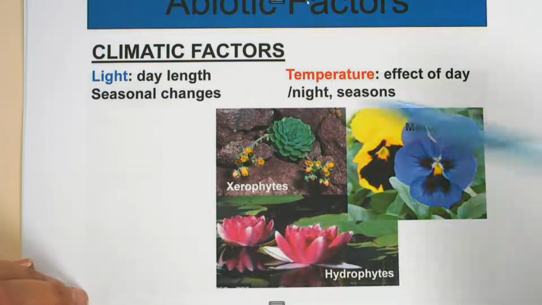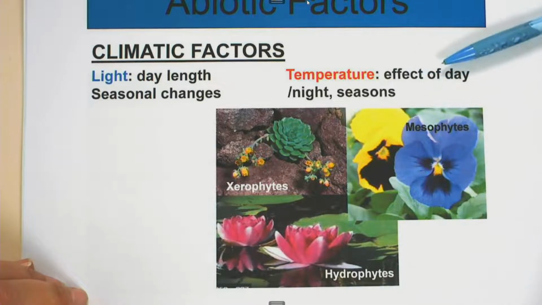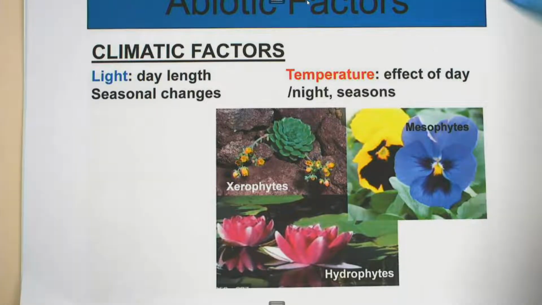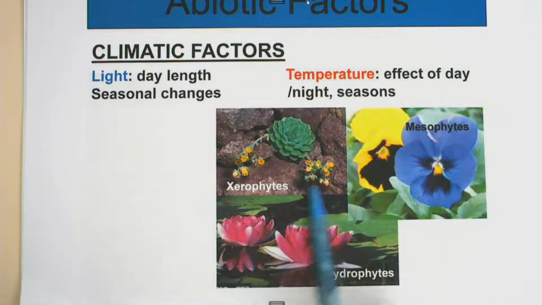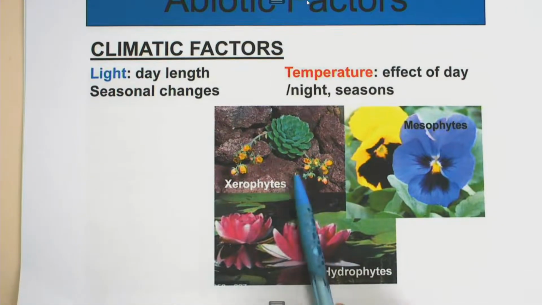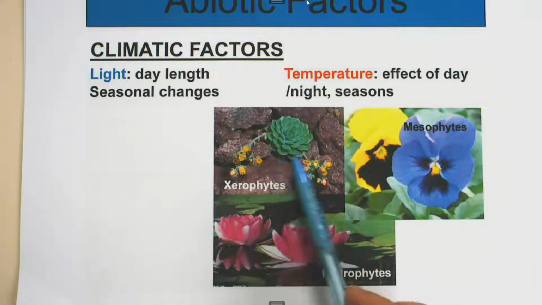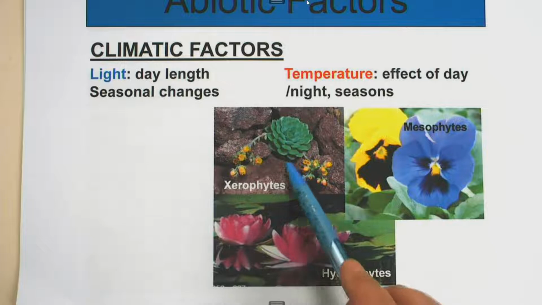Then temperature, the effect of the day, seasons, night, is exactly the same. So light and temperature, how warm it is, how cold it is, and the amount of light that you get, influence how plants grow. Here we have succulents, xerophytes. They don't need a lot of water to grow. This one is actually found in between the rocks, in a little bit of sand, and obviously the water will flow into that crevice if it rains. So it gets water there.